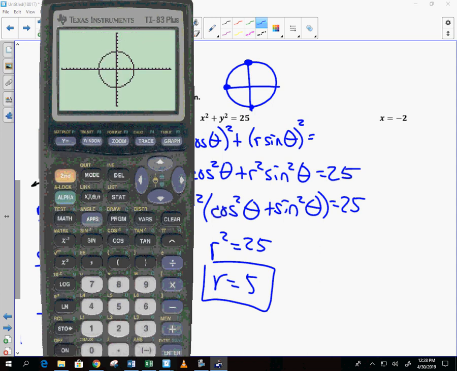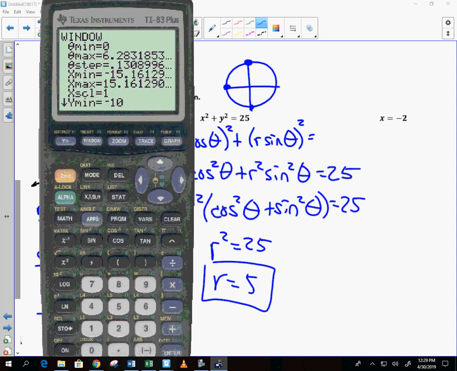Did you get a circle? You sure did. You see, polar form allows you to graph things that are not normally functions in rectangular form, which is pretty cool. Allows us to make all sorts of unique graphs. Watch this one. That was kind of cool, wasn't it?